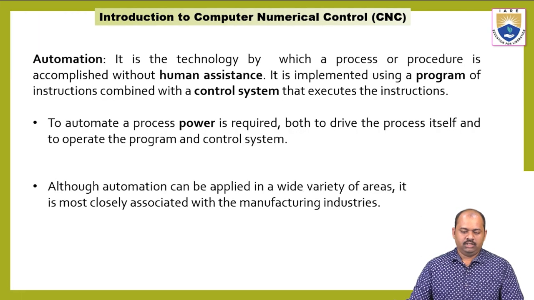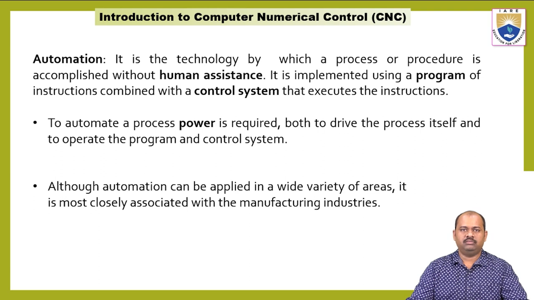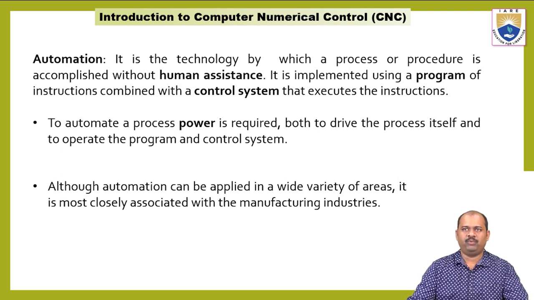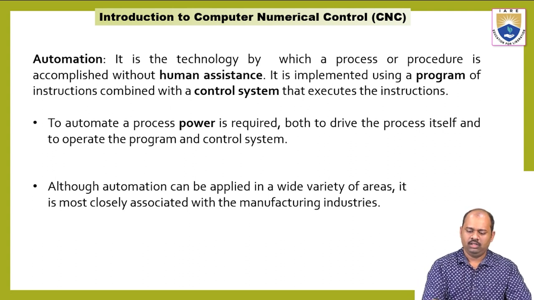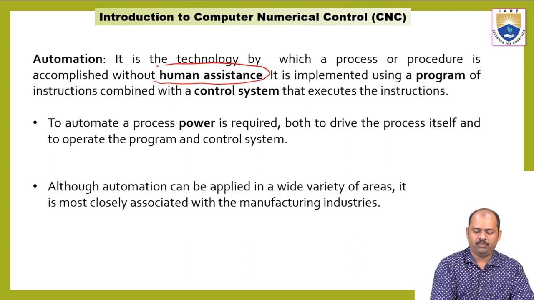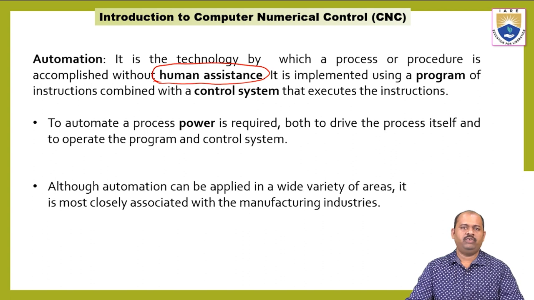So the CNC machine is computer numerical control. First of all, we'll see what is automation. Automation is nothing but the technology by which a process or a procedure is accomplished without human assistance. So here we can see a process can be accomplished without human assistance, which means no need for a human being to do that work.